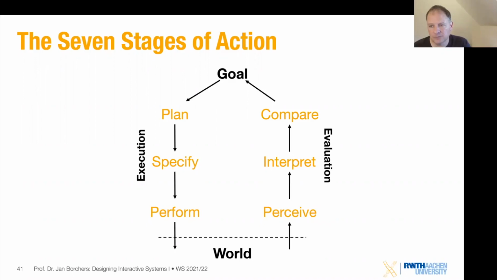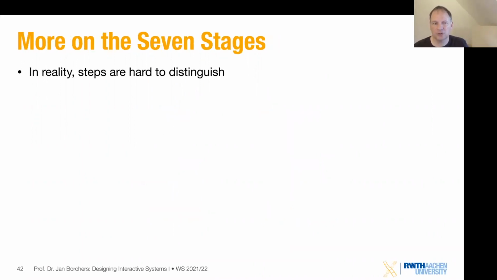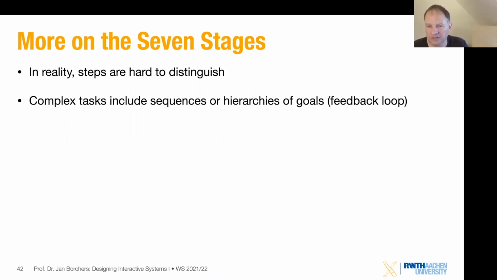So we need to think about a few details here. Because this is of course, again, not how the brain really works on a neural basis, but it's good enough for us to derive a couple guidelines from it. But the model is very simplistic. First of all, those steps I'm talking about are not easy to distinguish, right? In reality, these things happen, we go back and forth between steps, and this can easily lead to, for anything that is more complex than what I just described with the light switch, hierarchies of goals and subsequences.